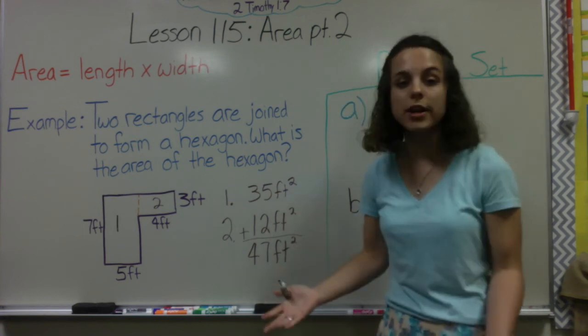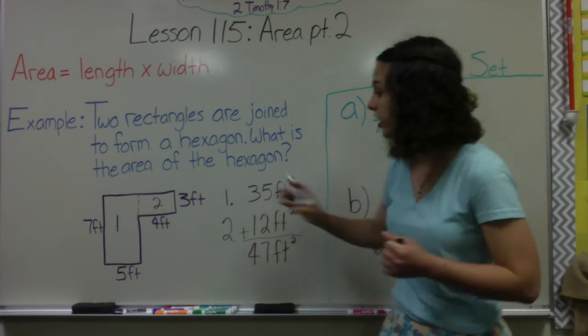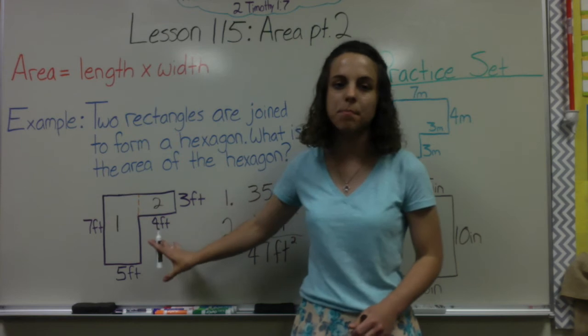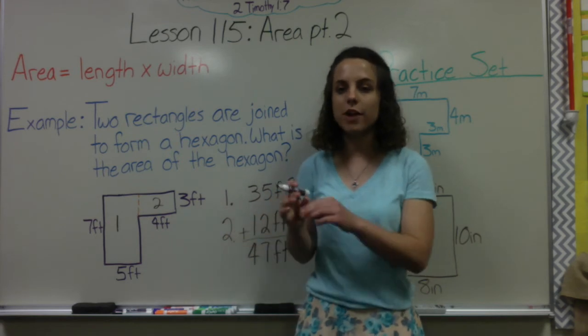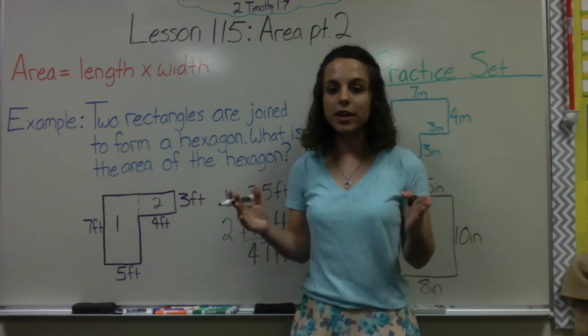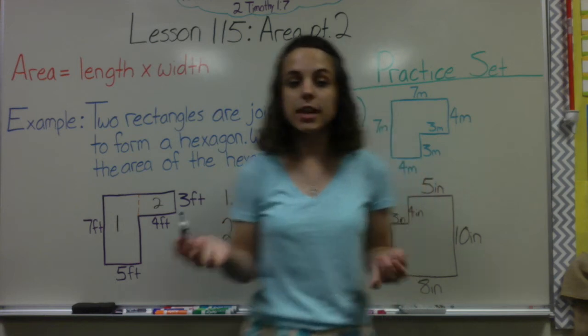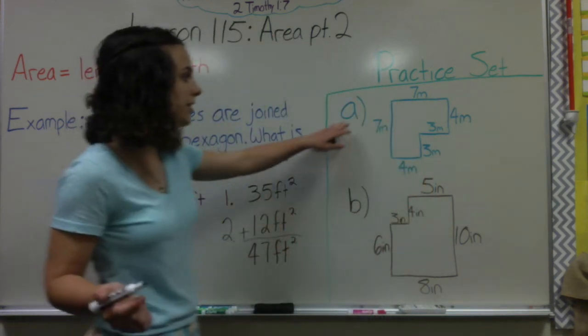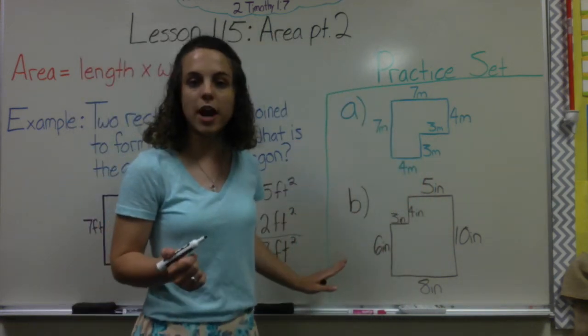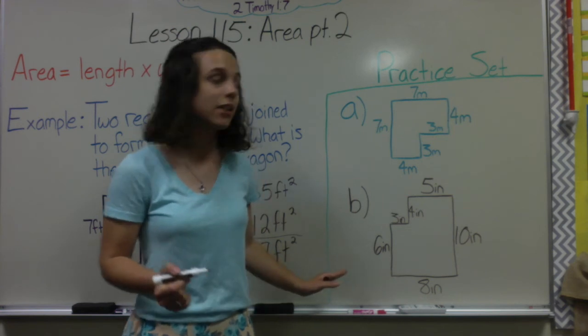Now I find this one to be a lot of fun because you just have to look at a shape, and they're all going to be fairly simple like this, where you're just going to have to try to find 2 rectangles within the shape, and then you'll be able to find the area. So for the practice set, we're going to just do letters A and B for now, and then we'll do the rest of the practice set in class.